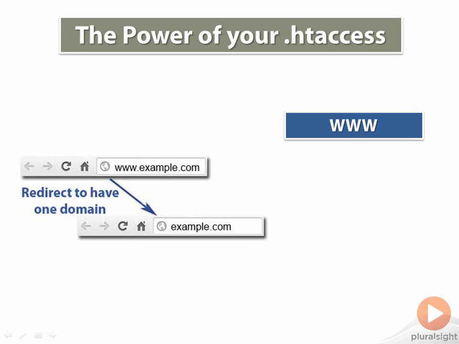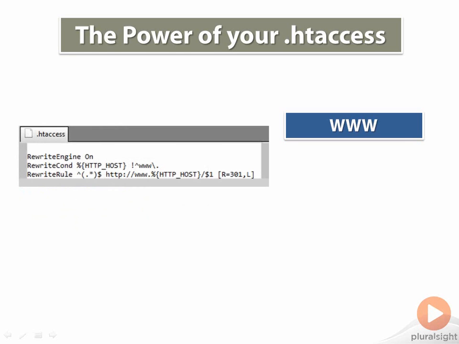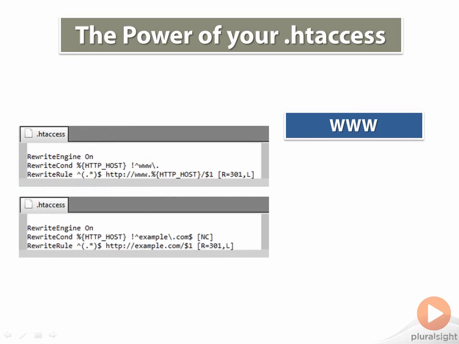Using the .htaccess file, you can overcome this issue by redirecting all non-www requests to your site to the www version or vice versa. All you need to do is add one of the following codes to your .htaccess file. This will redirect any request to example.com and to www.example.com. Here's the code if you want to reverse this and have the www point to the non-www. As always, you can find these codes and all others in the Pluralsight exercise file.